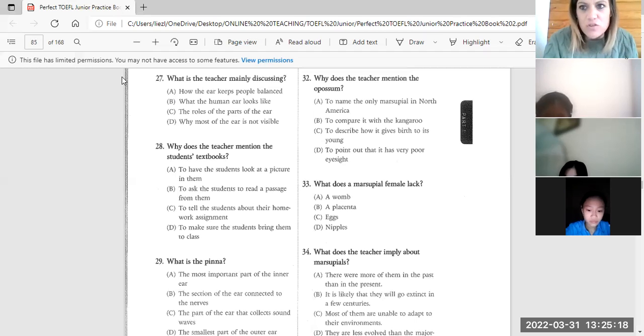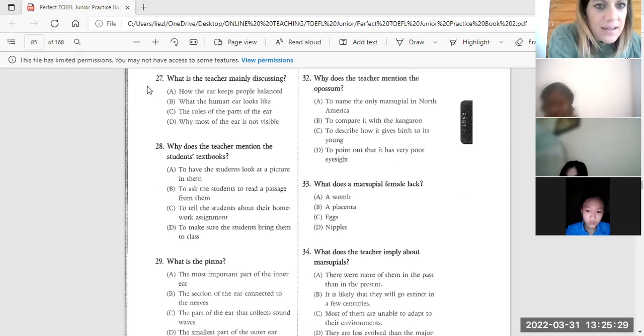Okay, let's have a look at number 27. What is the teacher mainly discussing? A, how the ear keeps people balanced, B, what the human ear looks like, C, the role of the parts of the ear, D, why most of the ear is not visible.